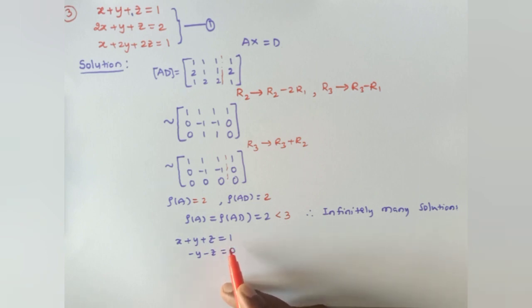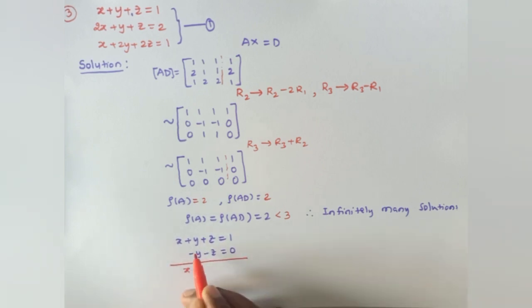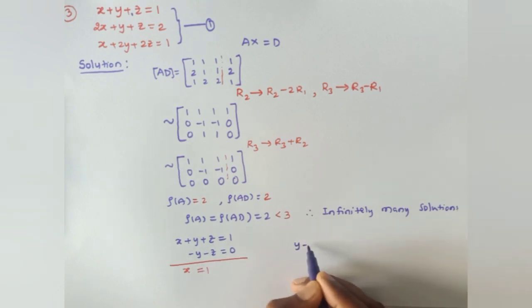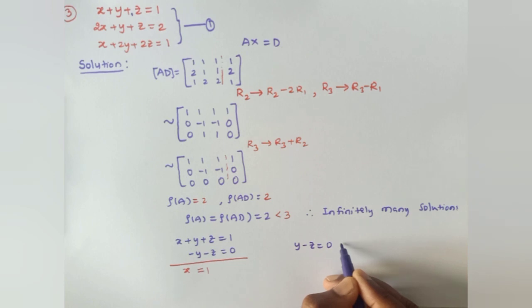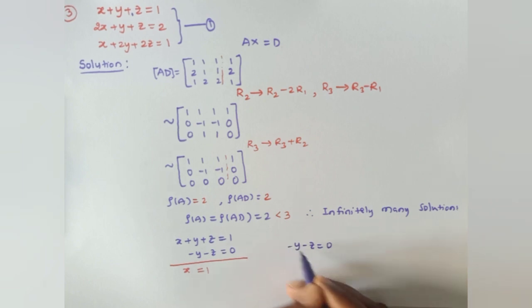Now if we add these two equations, we get x plus 0, that is x, y minus y is 0, z minus z is 0, equals 1 plus 0, that is 1. So x equals 1. But y minus z equals 0 is there. From this equation, minus y minus z equals 0 means y and z are the same. So that has infinitely many solutions.